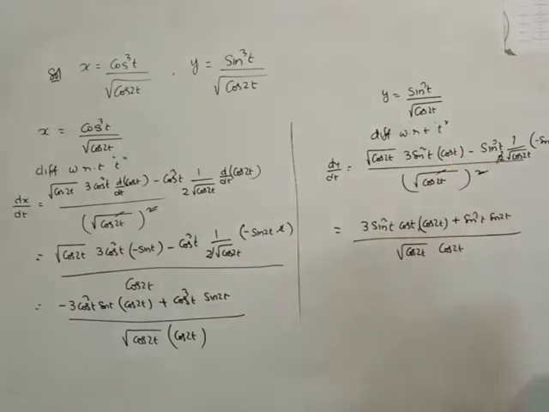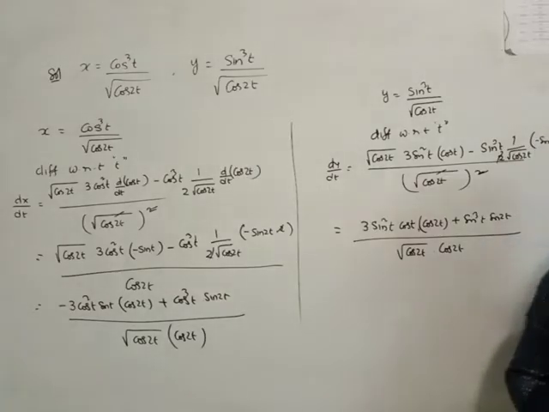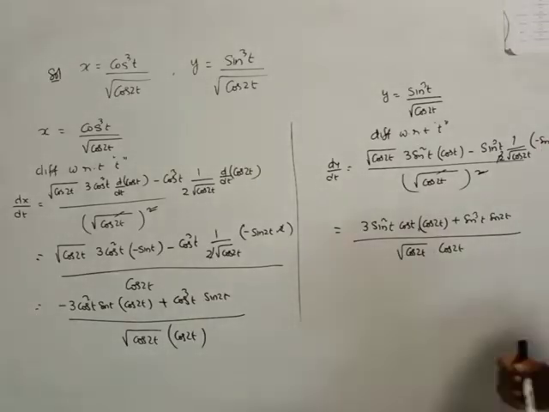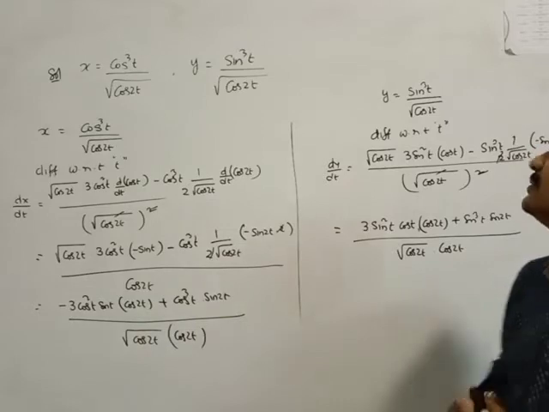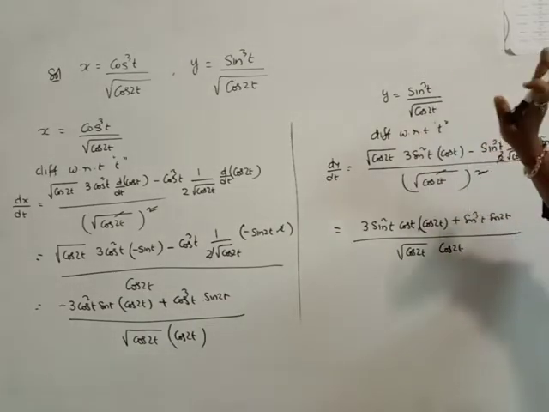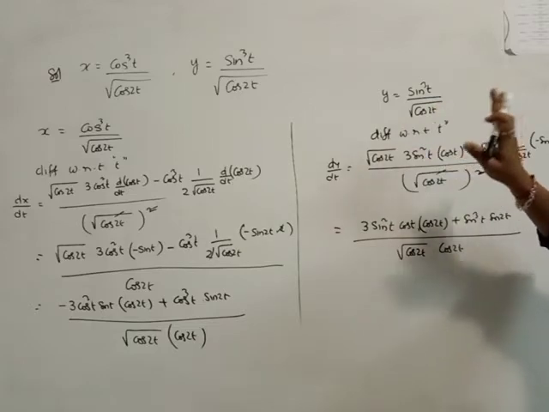So for u by v, you use the formula v into the derivative of u minus u into the derivative of v. See, v here is root cos 2t, and u is sin cube t. It is a combination of functions, chain function x cube and x. It is three functions, root cos 2t.